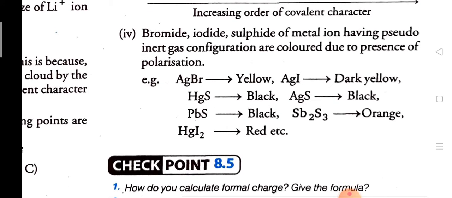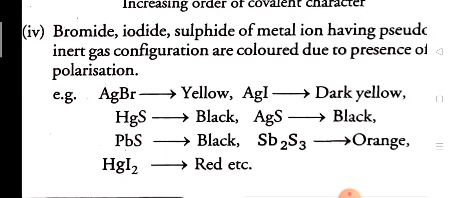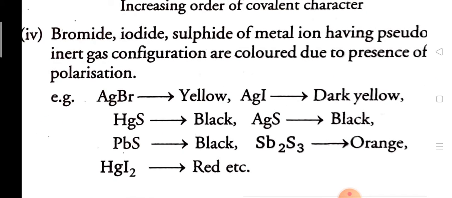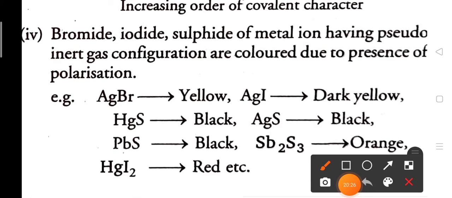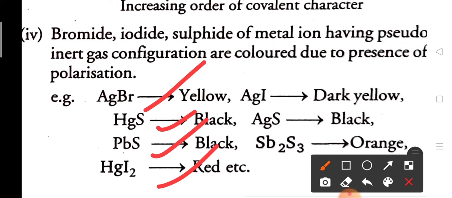Now, the last one: bromide, iodide, sulfide of metal ions having pseudo inert gas configuration are colored due to the presence of polarization. Bromide, iodide, sulfide need only one electron for completion of their octets or for attaining the inert gas configuration. That's why they are called pseudo inert gas configuration, and due to this reason they are colored, because they have more polarizability. You can see AgBr is yellow, Ag2S is black, PbS is black, HgI2 is red, AgI is dark yellow, and Sb2S3 is orange.